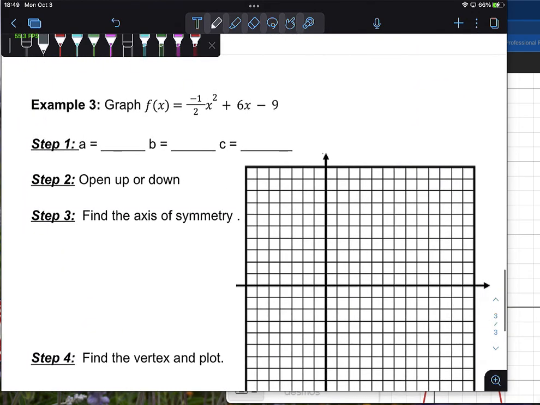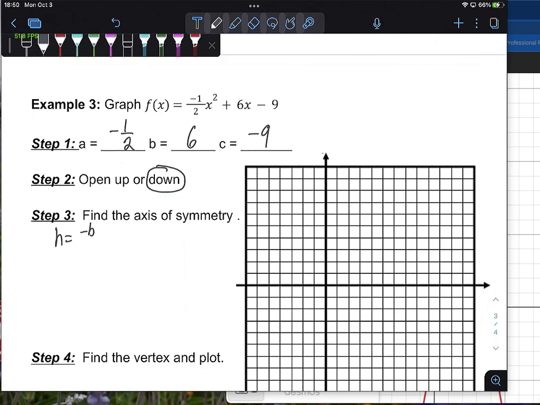All right, let's take a look. My a value in this case is -1/2. My b value is 6, and my c value is -9. This is a negative a value, so it's going to open down. To find the axis of symmetry, h is equal to the opposite of b over 2a, which is -6 over 2 times -1/2. That's -6 over -1, which just gives me +6. So in this case, x is equal to 6.